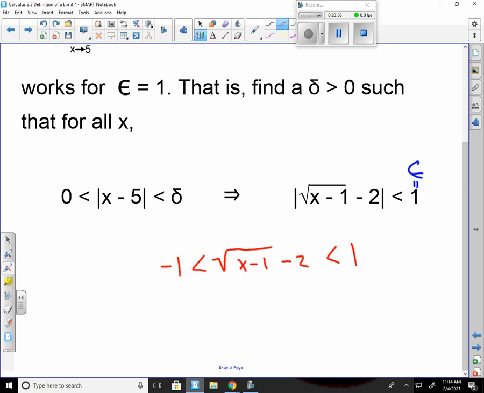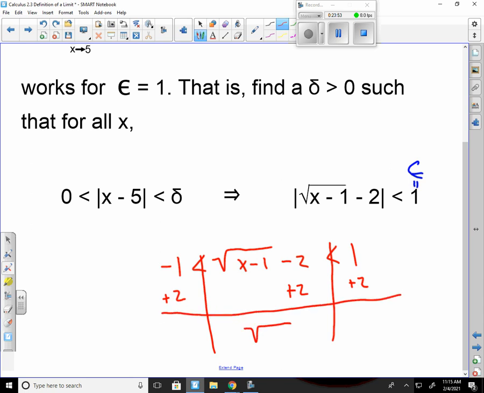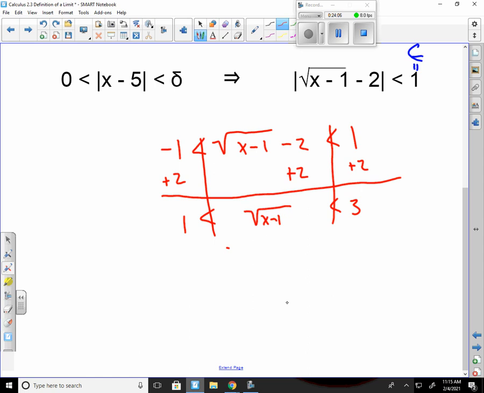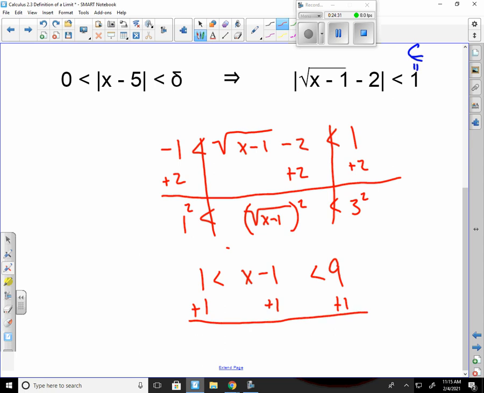Now I'm just going to solve for x. So in order to do that, I'm going to add 2. Whatever I do to the middle, I have to do on the ends as well, both sides. So that gives me the square root of x minus 1 is less than 3, and then negative 1 plus 2 is 1. Now I have to get rid of the square root. In order to do that, I square it, which means I square both of those. 1 squared is 1. Then I add 1 to get rid of it. It gives me 2 is less than x is less than 10.